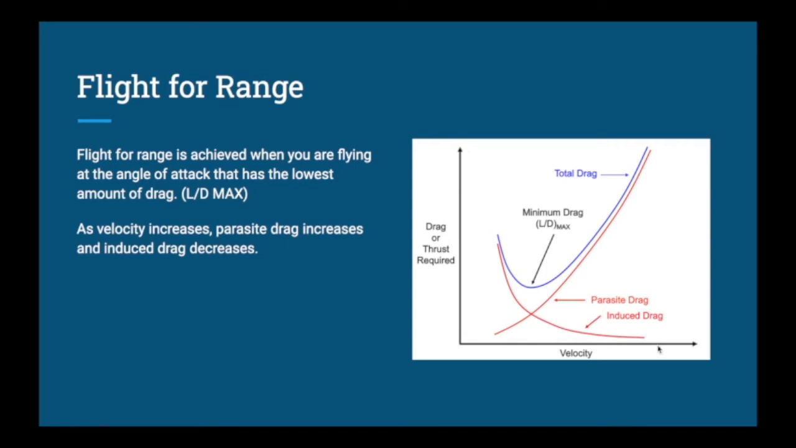If you look at our x-axis, the velocity, you can see as we decrease our velocity from cruise, the total drag is going to decrease until this point. And then as we decrease further, the induced drag is increasing rapidly. So we have an increase in total drag.